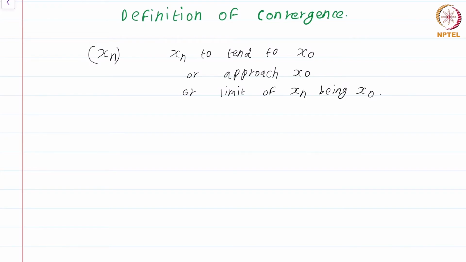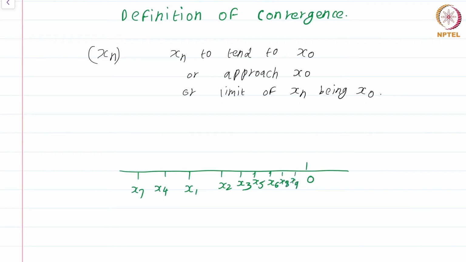So let's draw a picture. This is the real line and we have terms of the sequence xn. x1 is here, let's say x2 is here, let's say x3 is here, let's say x4 jumps back, then x5 is here, x6 is here, let's say this is 0, then x7 is here, then x8, x9, x10. Let's say that eventually it turns out that all the terms of the sequence keep getting closer and closer to 0. Then we would like to say that xn converges to 0.